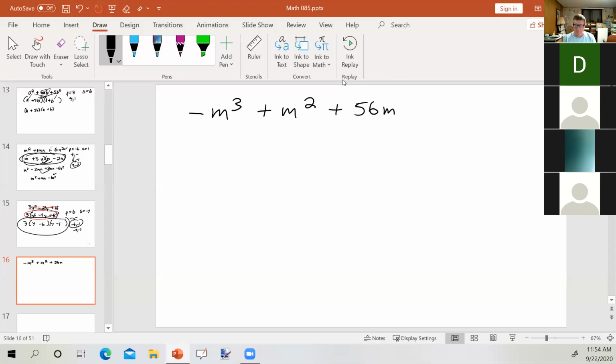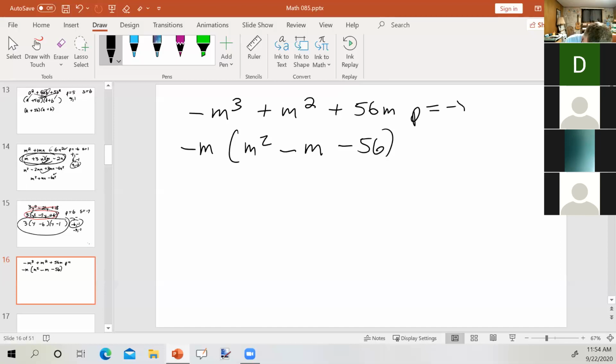M. But in fact, rather than taking out an m, let's take out a -m so that we not only get rid of the m, but we get rid of that negative as well. So that gives us a leading term inside with a coefficient of 1, m squared. All right? So this is going to be what? Minus m minus 56. Is that right? Let's see. -m cubed plus m squared plus 56m. So far, so good?